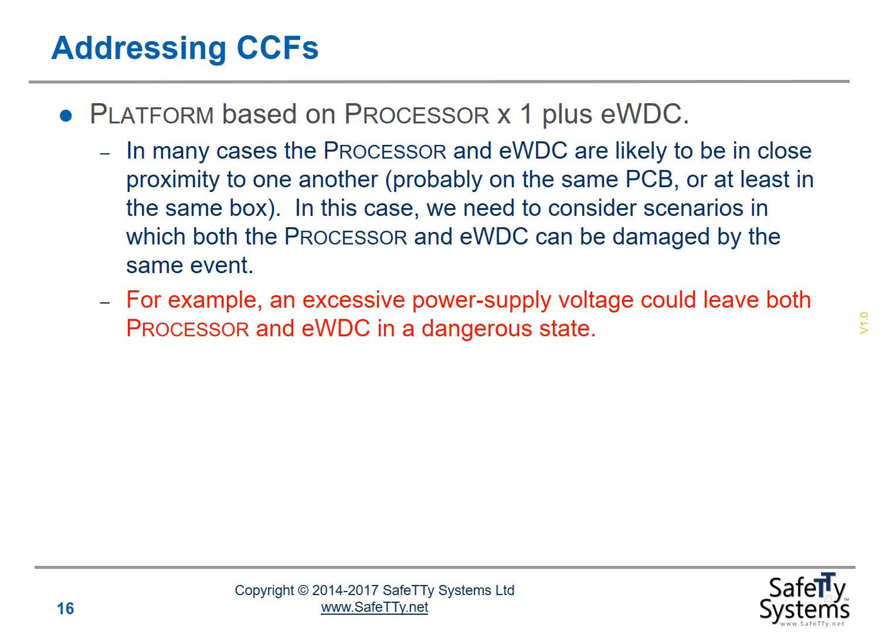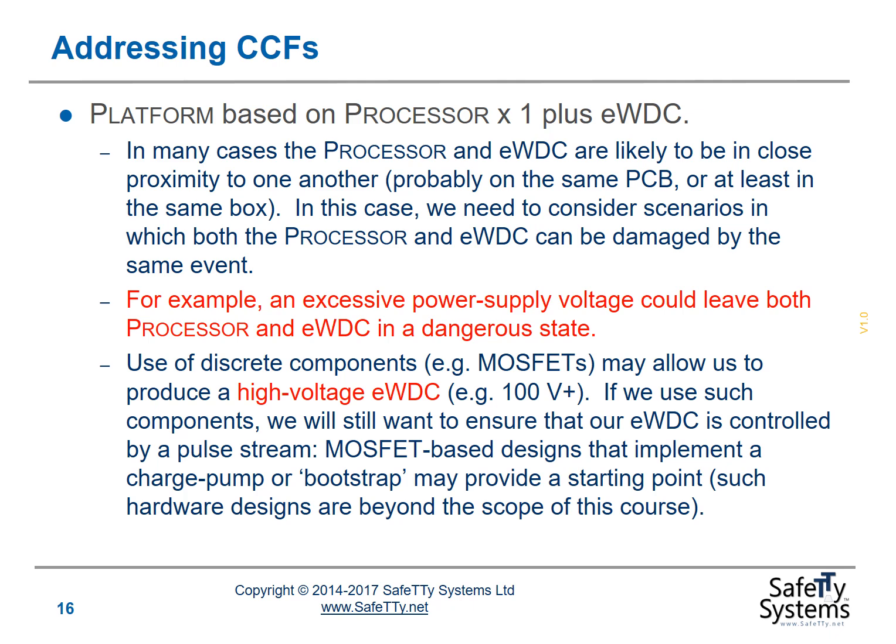In all designs, we need to consider the possibility of common cause failures, CCFs. Suppose, for example, we've got a platform based on a single processor plus an EWDC. In many cases, the processor and EWDC are likely to be in close proximity to one another, probably on the same PCB, or at least in the same box. In this case, we need to consider scenarios in which both the processor and EWDC can be damaged by the same event. For example, an excessive power supply voltage could leave both the processor and EWDC in a dangerous state.